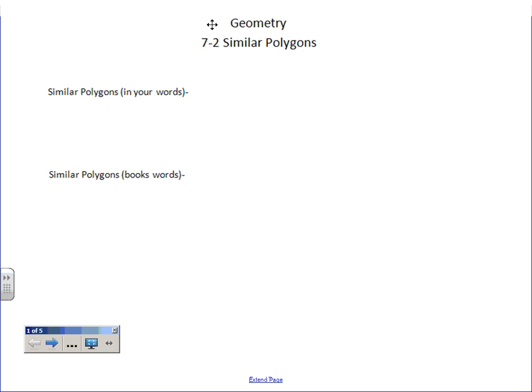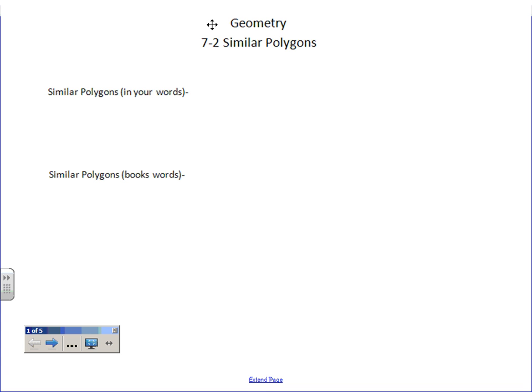Obviously, they have to be polygons. We know what that means, but we're talking about what makes them similar. Would anybody like to share theirs? Again, there were a lot of very good answers out there. Yes? Shapes that have congruent angles and the sides have the same ratios. All right, very good. It says shapes that have congruent angles and the sides have the same ratios.